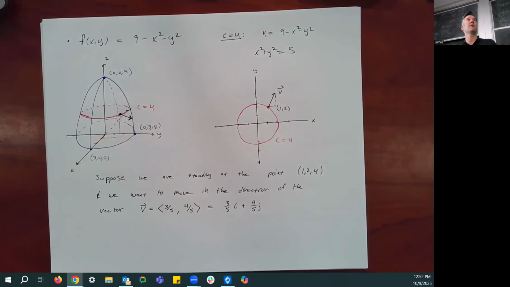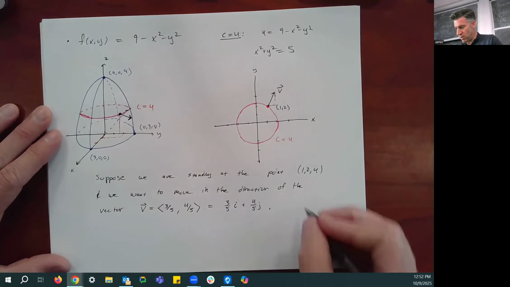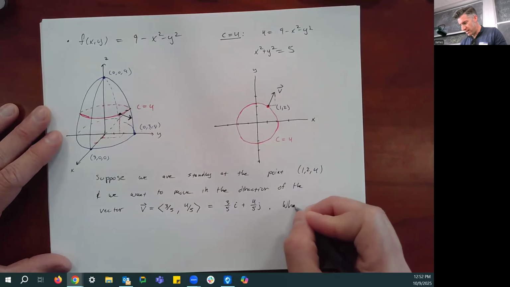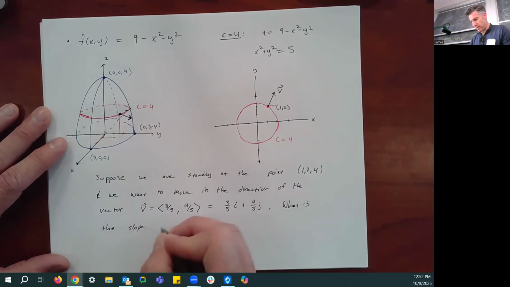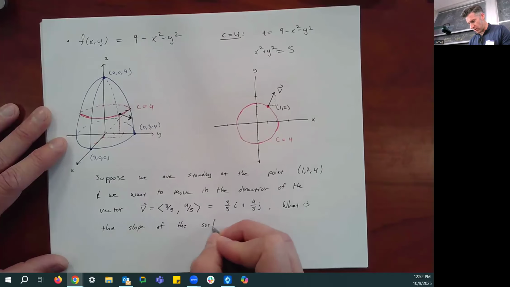So I have to think about something for one second here. That should be fine. Okay, yeah, all right. So the question. We need to ask a question. So the question is, what is the slope of the surface in the direction that we're moving?